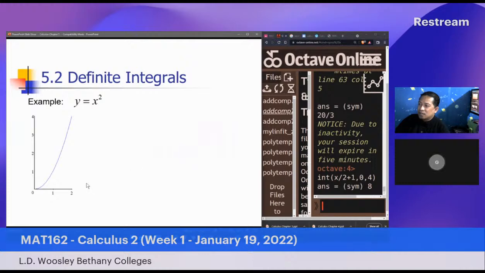Katulad dito, so we have a definite value for x from 0 to 2. Okay, can you compute the area using integral of x squared when evaluated from 0 to 2? Wait lang. Walang scratch. Okay.